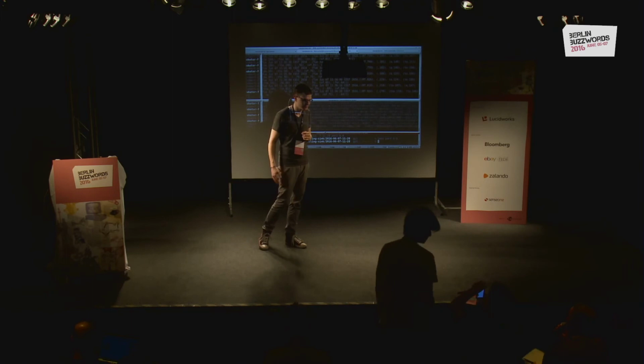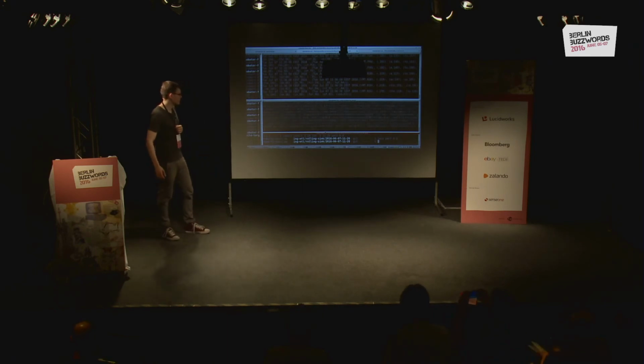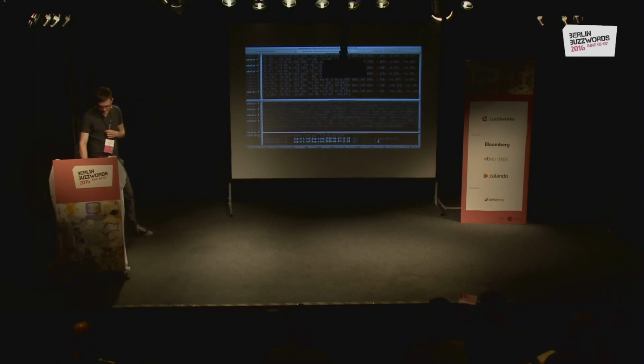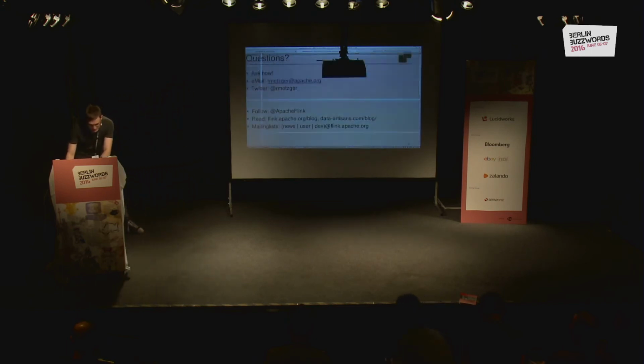Can you explain more how you deal with out-of-order items? So how do we deal with out-of-order events? Basically, what we are doing is in Flink, in this topology here.